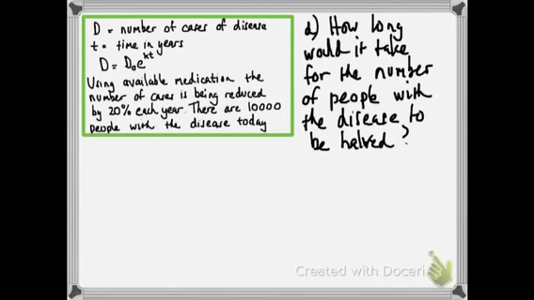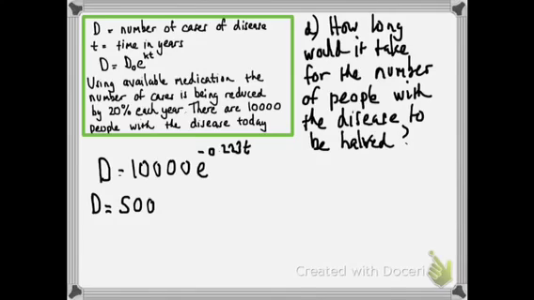So the next question is, how long would it take for the number of people with the disease to be halved? So from now on, we're going to use our new equation. There it is, we just worked it out. And of course, for the number of people to be halved, we started with 10,000. That means we are going to use a value of D equals 5,000, because that would be half of 10,000. And the time is what we're looking for.